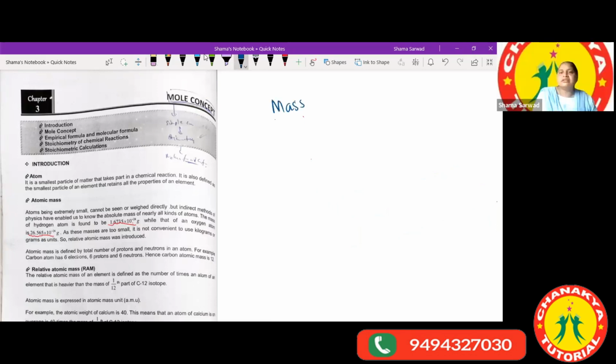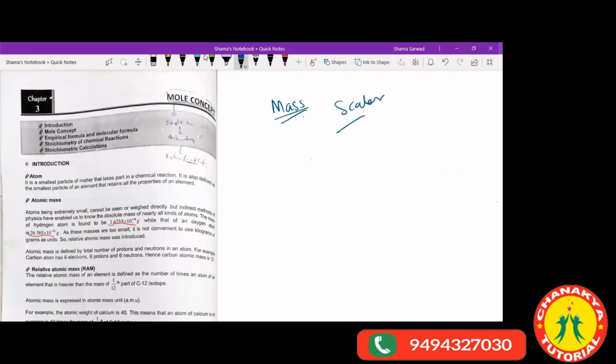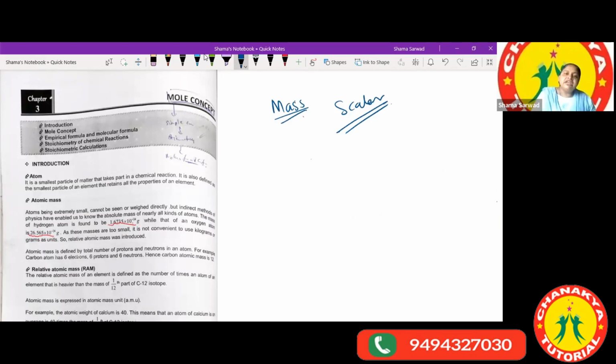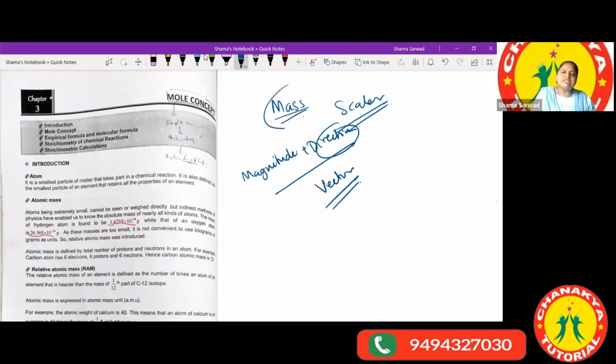Scalar. Why? Because it can be measured, it has only magnitude. If any physical quantity has a magnitude and a direction, then we call it a vector quantity, correct? A vector quantity is always with direction. But in mass, we just have magnitude, and hence it is a scalar quantity. Correct?